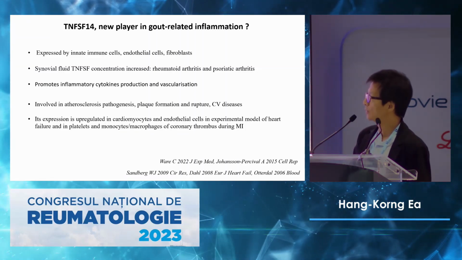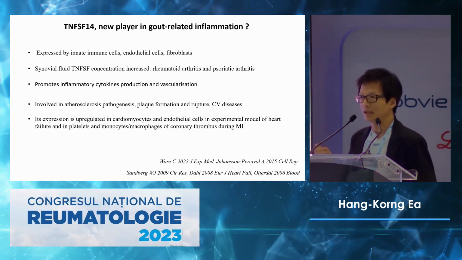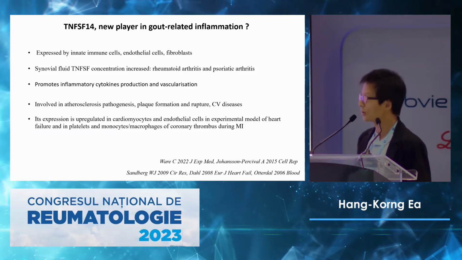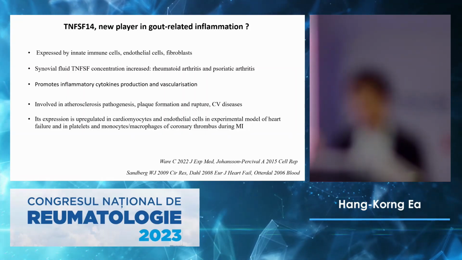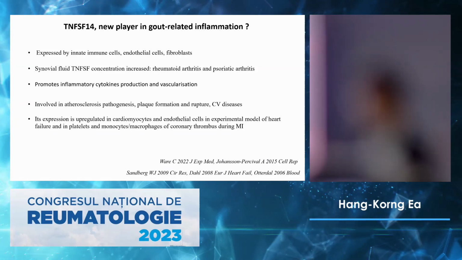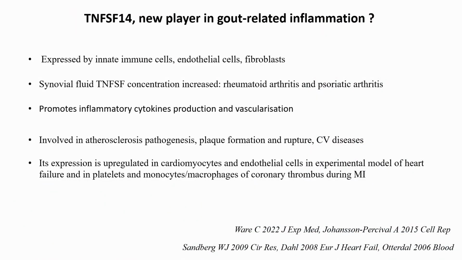So to summarize, how can these new markers be involved in microcrystal-induced inflammation? There is a lot of work to do, but we know that this protein is expressed by immune cells, especially macrophages and neutrophils, in endothelial cells, and in fibroblasts. In the synovial fluid, this protein is also increased in other inflammatory diseases, like rheumatoid arthritis and psoriatic arthritis. And this cytokine has a lot of functions. It can promote inflammation either directly or indirectly, through the stimulation of IL-6 and IL-1 production, but also through vascularization, because this protein favors angiogenesis.